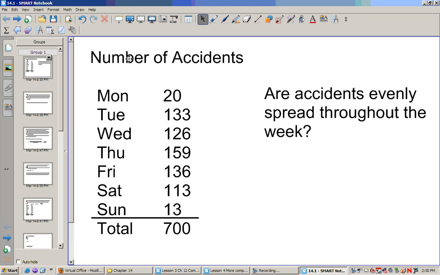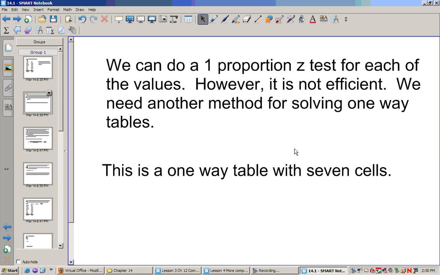For instance, here's one situation where it has the number of accidents in a particular area. Are these accidents spread evenly throughout the week? So these are days of the week, and we want to see if they're spread evenly. Well, what we could do is a 1 proportion z-test for each of those values. However, this is not efficient.